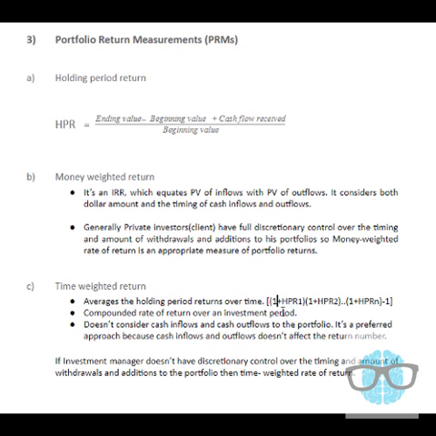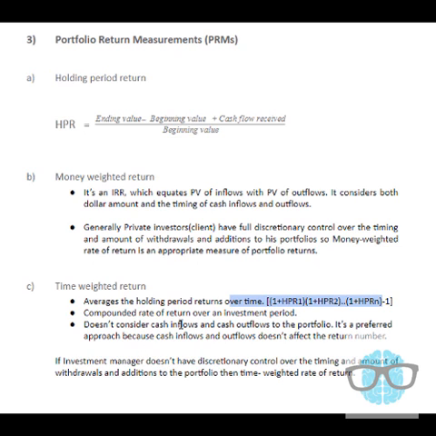So in this case, we are calculating HPR for period 1, period 2, up to period n, and we subtract 1. The reason we add 1 plus is so that any negative return effect can be negated, so it will always be a positive number. By multiplying the returns over the period, you can see it takes into account the compounded effect of the investment.